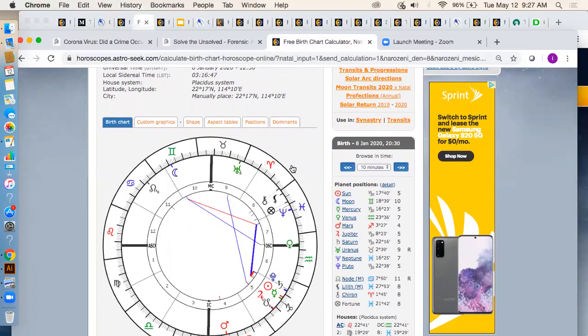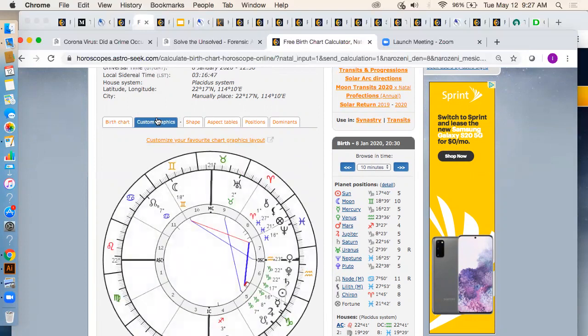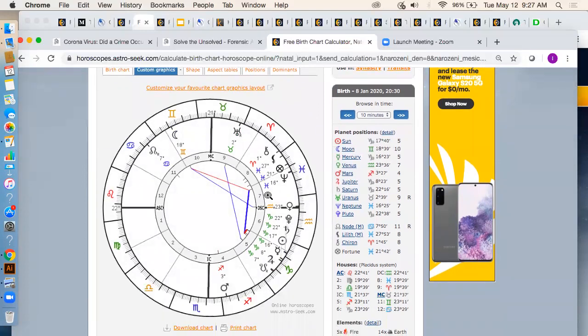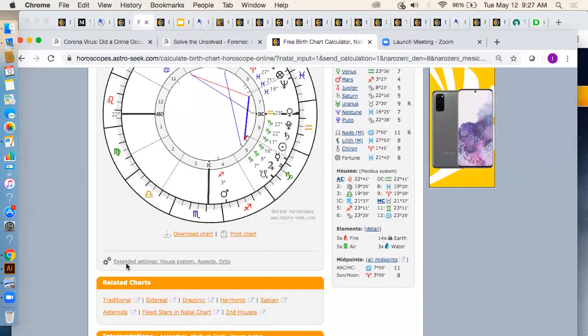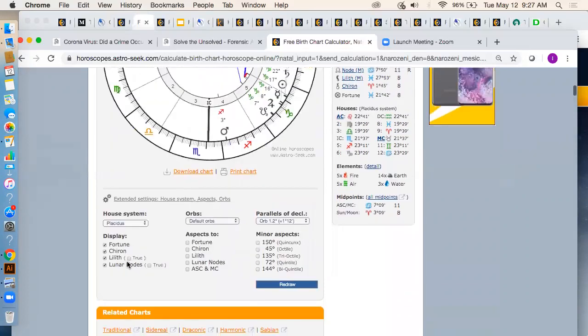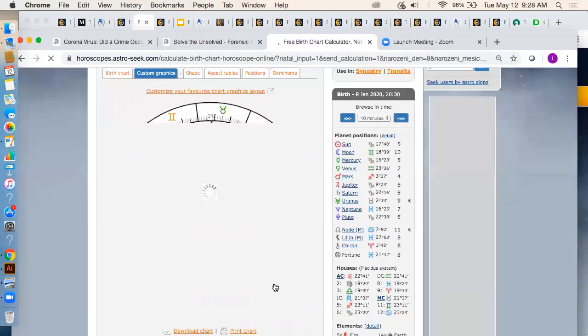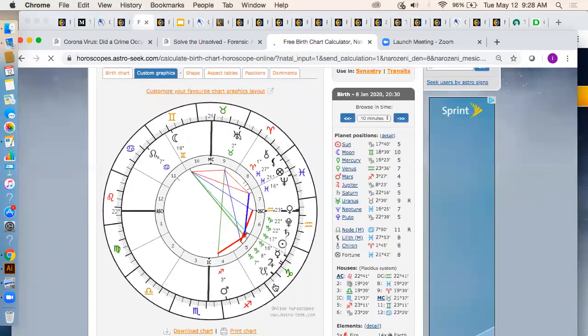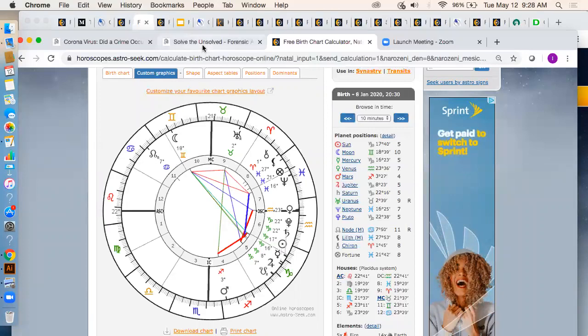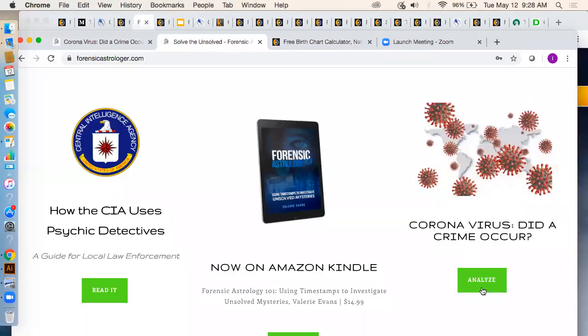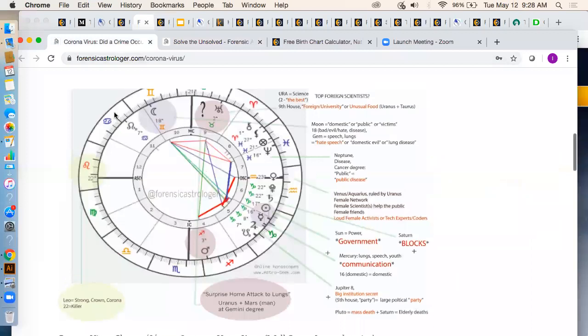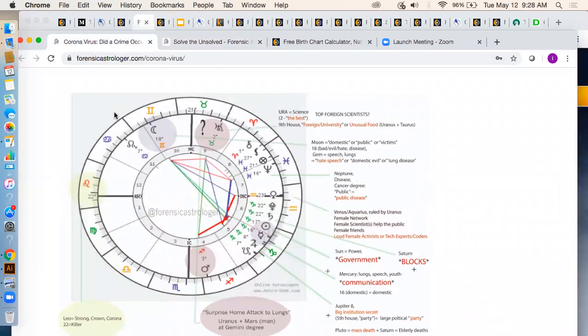So we plugged in the 8th of January at 8:30 p.m. Hong Kong, and you'll want to go over to custom graphics, and that will show you the degrees. And you'll also want to go to this link here that says extended settings, and you're going to click on the minor aspects, which can give you additional insight. And there's the chart. And we'll go over to the page on my site, and you'll just click Analyze. And I just put some notes on the chart.